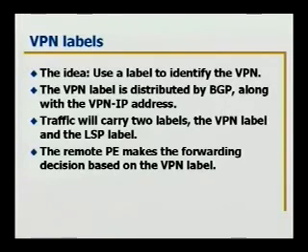But first, let's see how the label is advertised. So the VPN label is going to be distributed by BGP along with the VPN IP address. At the same time that the VPN IP address is advertised, a label is going to be advertised with it. And now the traffic is going to carry two labels, the VPN label and the LSP label. And the remote P is going to make the forwarding decision based on the VPN label.